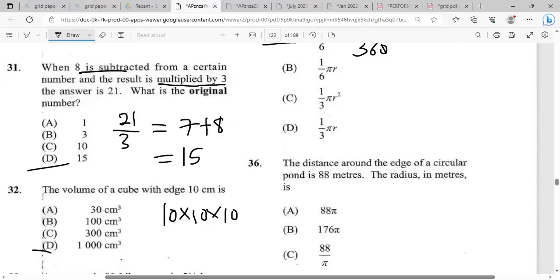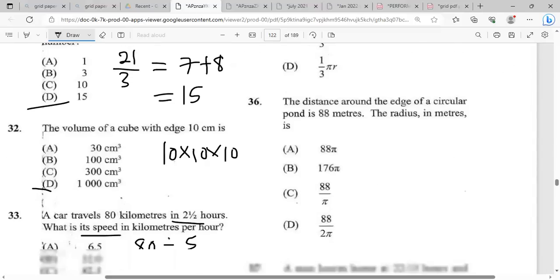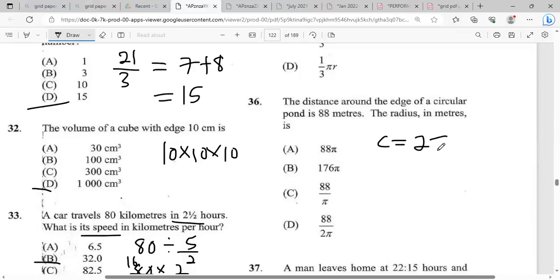The distance around the edge of a circular pond is 88 meters. The radius in meters is, all right, so C is equal to 2 pi r. So C is actually 88. This is the circumference, and we are looking for r. So all we do now, these are times r, so we do the inverse, which is times 2 pi. So we divide by 2 pi for the inverse of times.